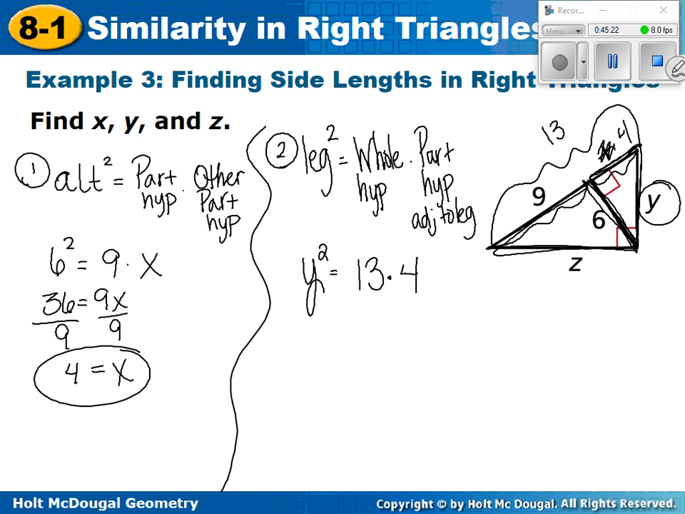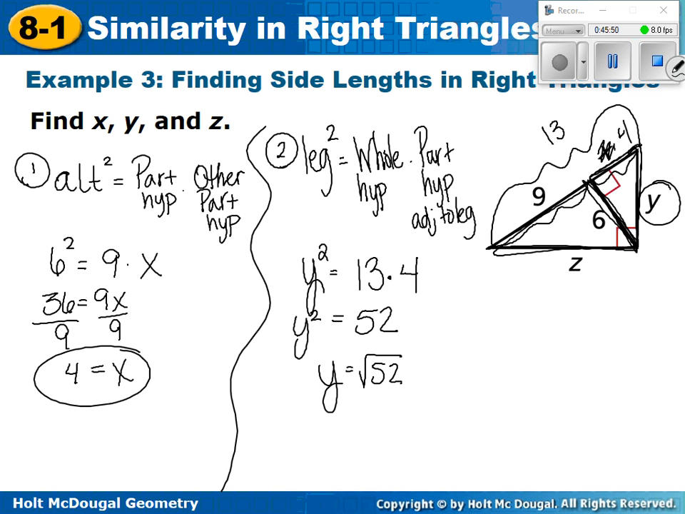What's 13 times 4? 52. Y squared equals 52. Take the square root, so y is equal to the square root of 52. Does it say anywhere to round your answer? No. You cannot round unless it says to round. So what do we do if it doesn't say to round? Factor it out. Simplest radical form.